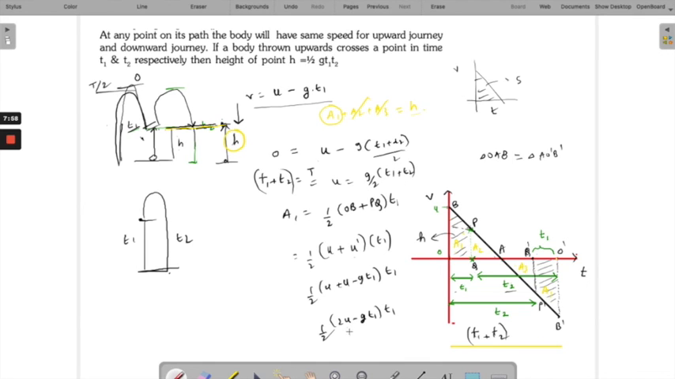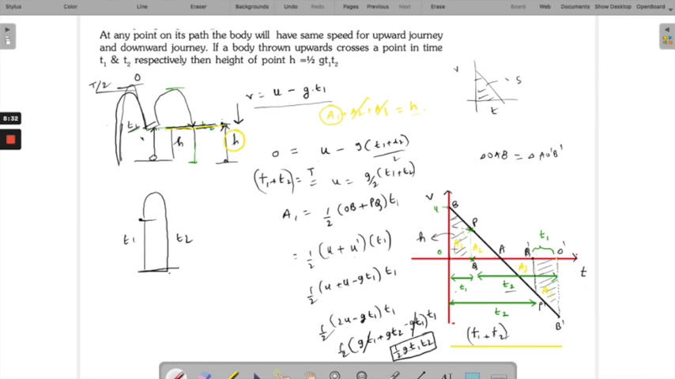Let me just substitute here. So 2u should be equal to g times t1 plus t2. So half, in place of 2u, I'm going to substitute g t1 plus g t2, and I already have minus g t1, whole into t1. So g t1 gets cancelled, and I have half g t1 t2. This becomes the area of this trapezoid. Right, guys? So my displacement, my height h here, should be half g t1 t2.